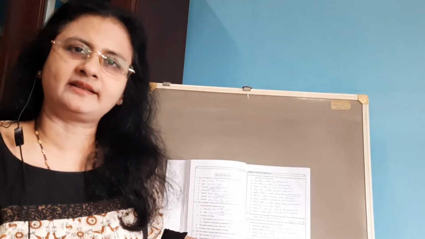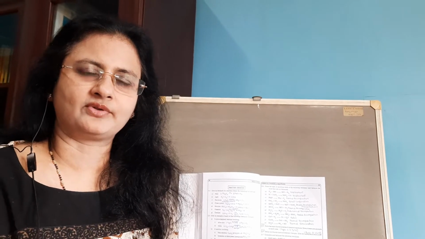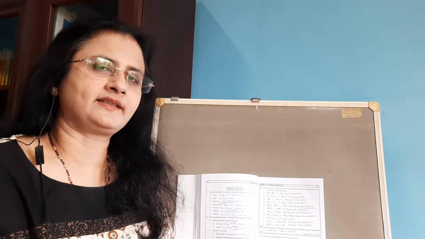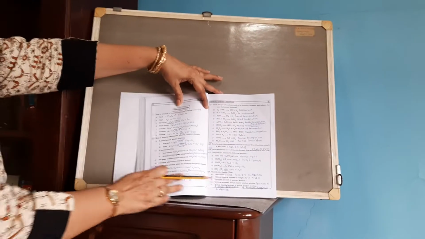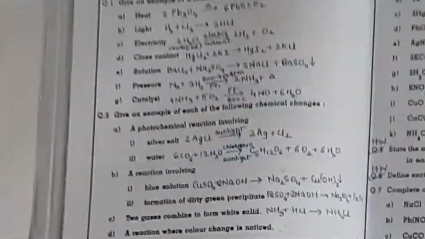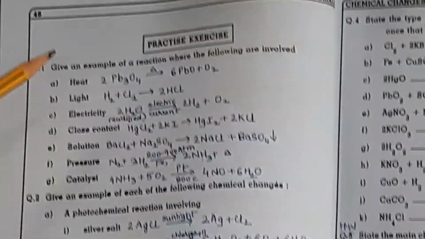Okay. Now today we are going to discuss the practice exercise and the revision assignment from the Anish tutorial textbook. So you should have your Anish tutorial chemistry textbook handy with you, so you can write down the answers in the textbook itself. Okay. So we'll start with the practice exercise. You have to open to page 48 of the practice exercise. Okay. Now we'll start with the first question.